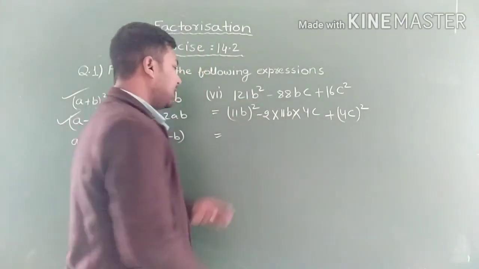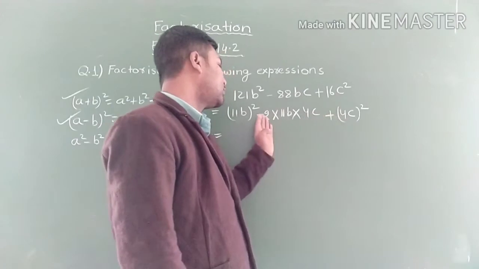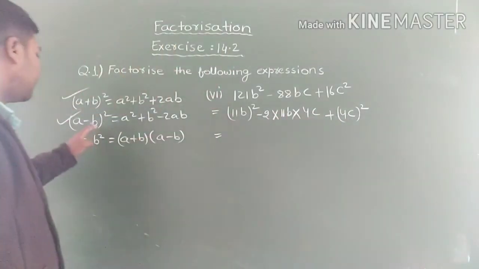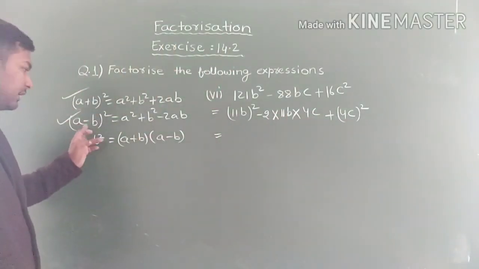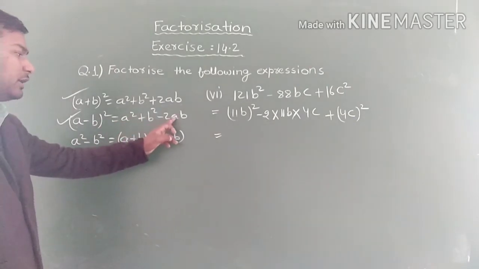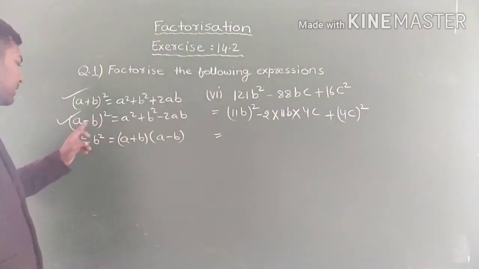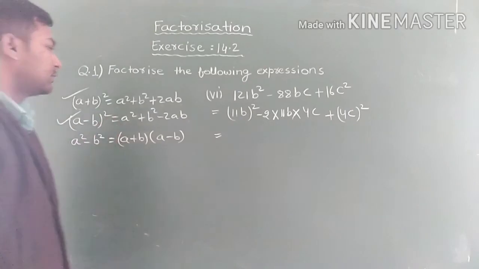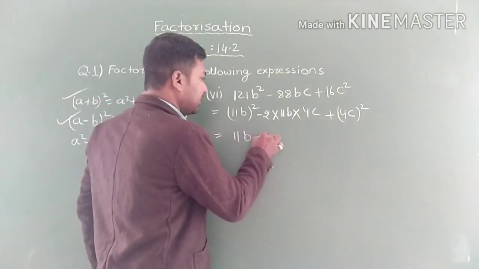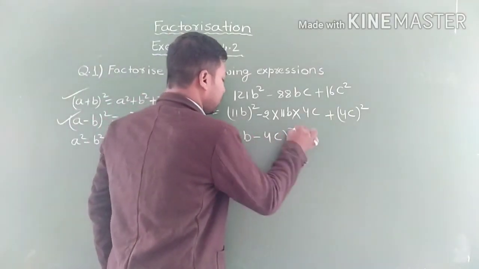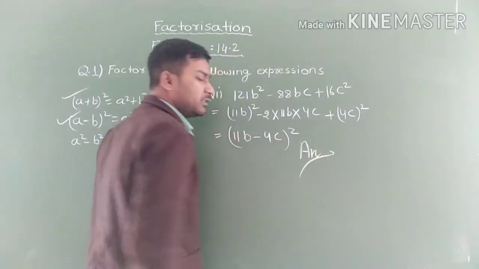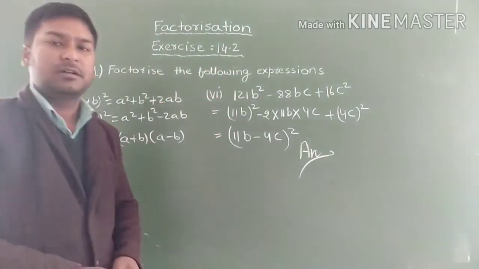So directly we can write a square plus b square minus 2ab. So the formula will be, second formula, a square plus b square minus 2ab. So we can write a minus b whole square. So it will be 11b minus 4c whole square. Okay, and it is the answer. Now the next question.